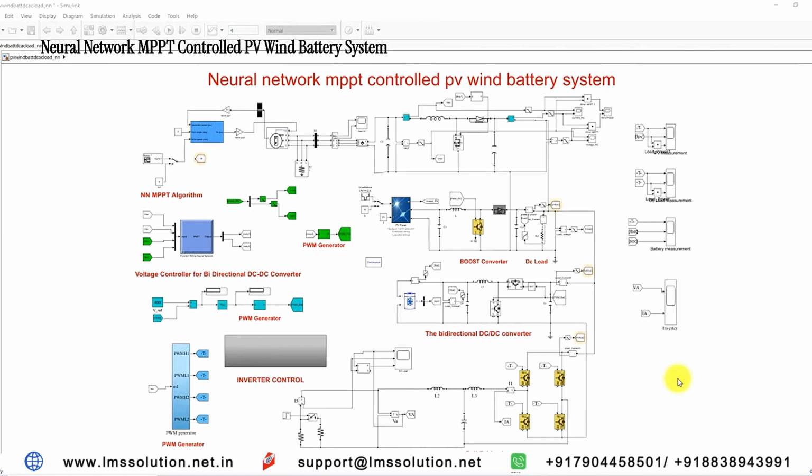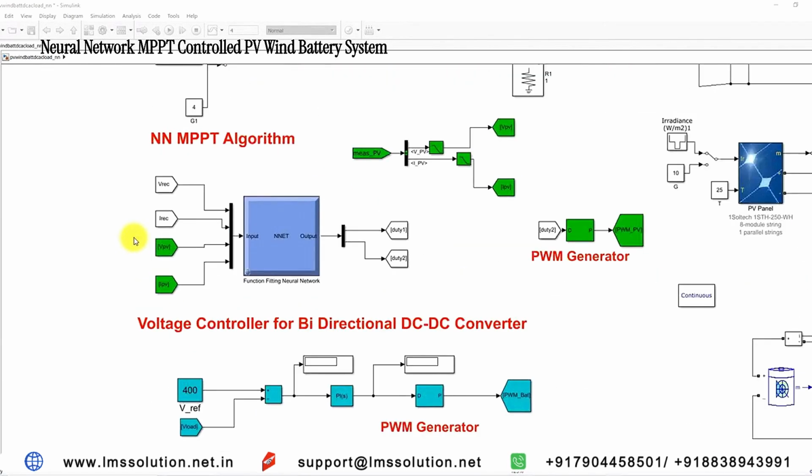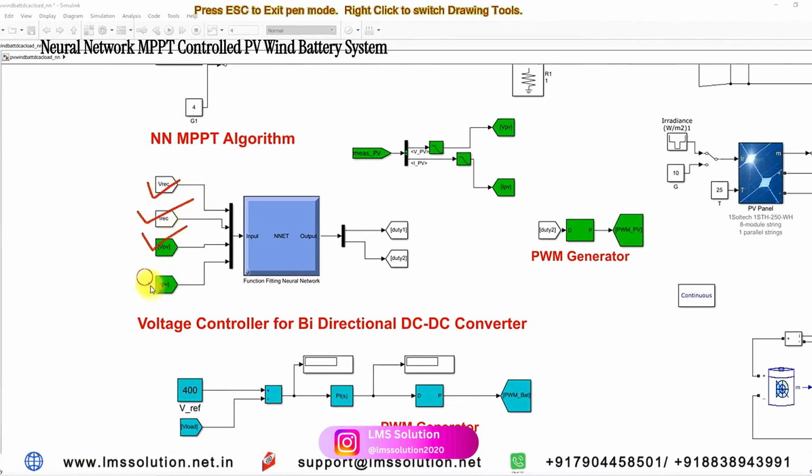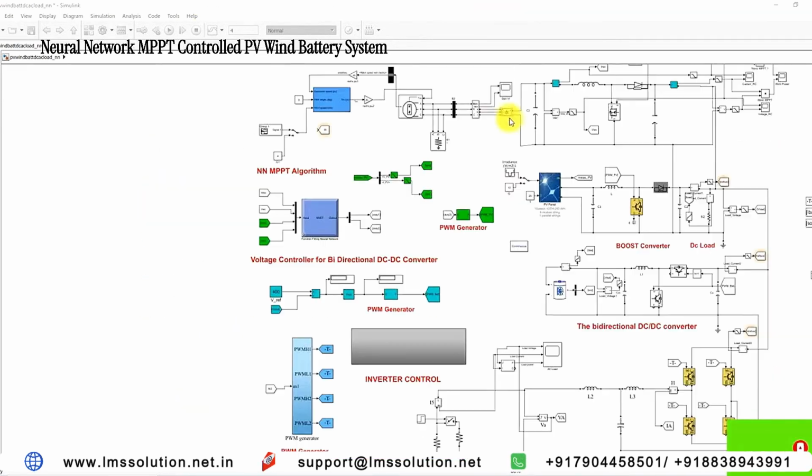In this simulation model, the neural network receives four inputs. One is VREC and IREC, and then VPV and IPV. VPV and IPV are nothing but the PV voltage and current, and VREC and IREC are nothing but the voltage and current of the rectifier in the wind energy conversion system.